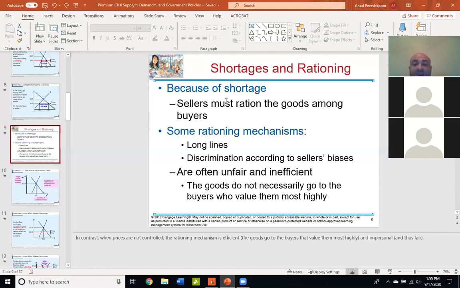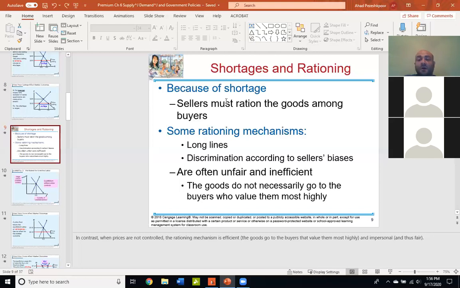The goods do not necessarily go to the buyers who value them most highly. If you let the market run its own course, people who need a car the most are willing to pay the highest price for it. The manufacturer will be able to make a lot of money by selling that car to these people. Then the manufacturer can use that money to produce even more cars, to build another plant, a new factory, hire more people, and then sell even more cars. So in the long run, everyone would be better off.